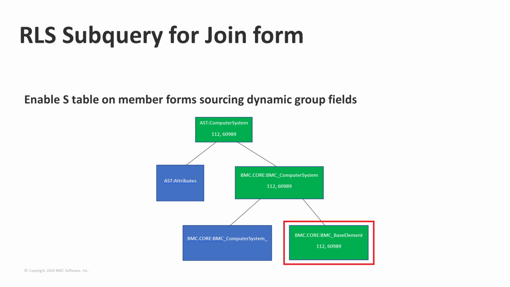To enable this implementation for a join form, the first step is to figure out which leaf level member forms in the join tree the dynamic access fields on the join form are coming from. We need to enable the S table option on all those member forms which are sourcing the dynamic access fields on the join form. An example can be seen on the screen for a join form, AST:ComputerSystem. On this join form, dynamic access fields 112 and 60989 are coming from a leaf level member form, BMC.CORE:BMC_BaseElement. So we need to enable the S table option on the highlighted member form in the join tree.